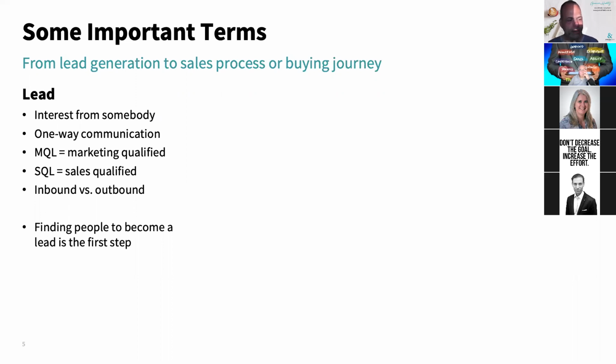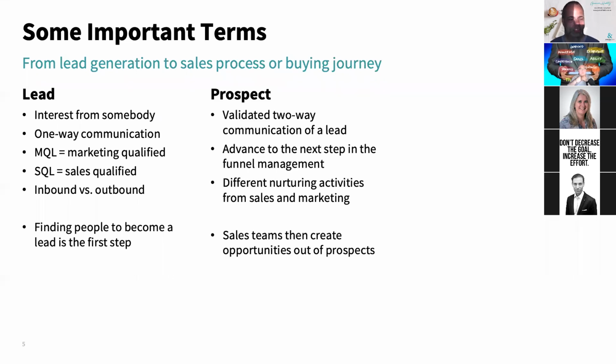So for me, finding the people to become a lead is the first step of the whole story, so that we can build our connections. We do not even need to connect with them, but at least build a list of people to put into our funnel. Once somebody is a lead, they are qualified, then we can engage with them. That is then a validated two-way communication of a lead, so they are getting one step further in the funnel.